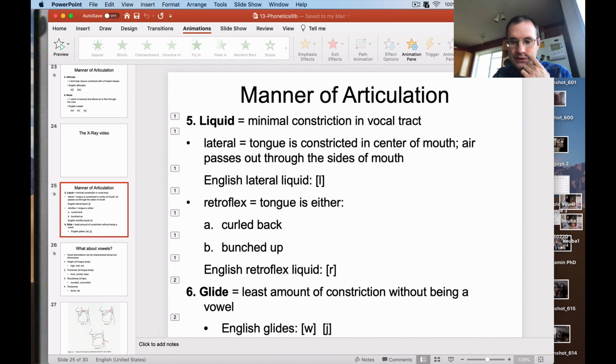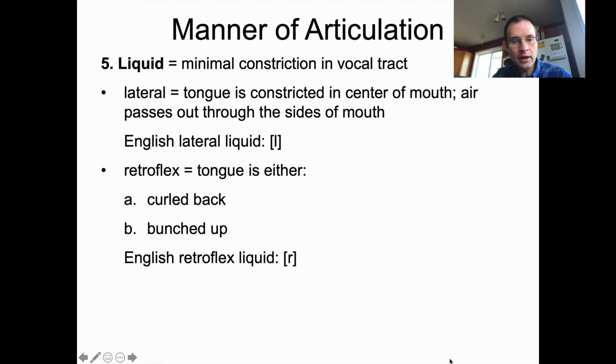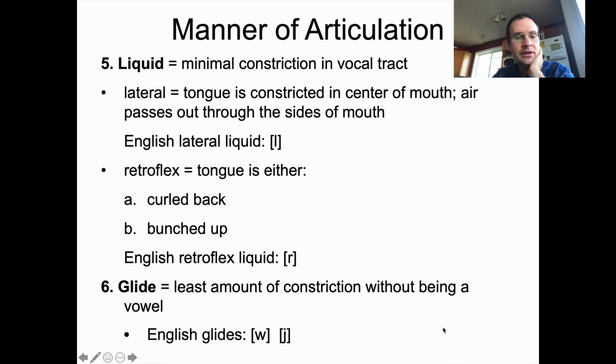Lastly, we have glides in English in terms of consonant manner of articulation. So a glide, you have the least amount of constriction without the consonant becoming a vowel. So basically these are like vowels that are just a little bit more closed in terms of how open or closed your vocal tract is. So vowels have maximal opening of the vocal tract for a speech sound, but the glides are like vowels, just a little bit more closed.